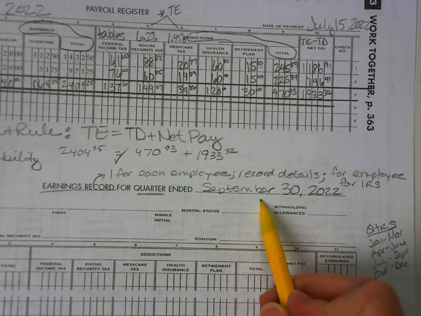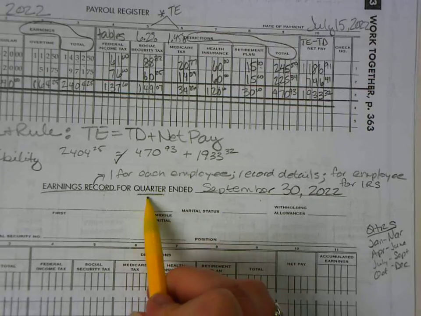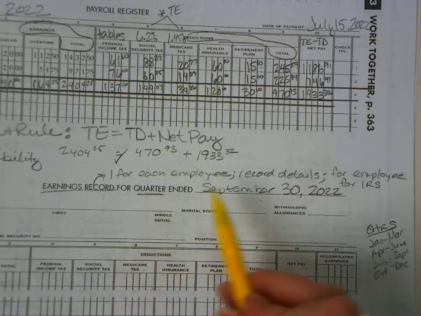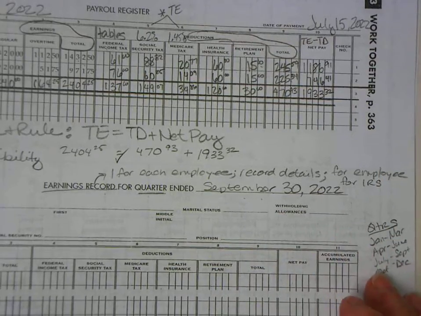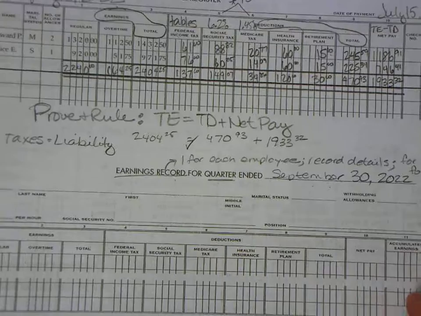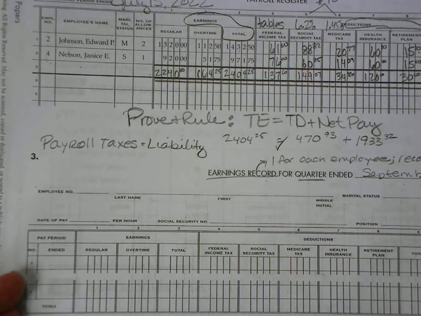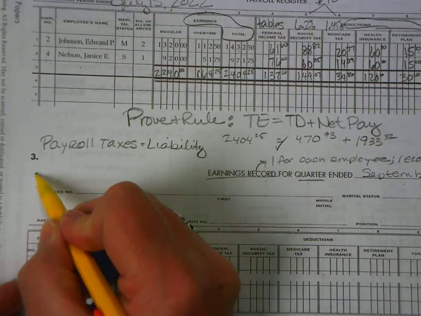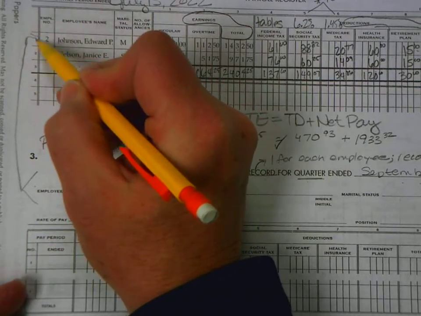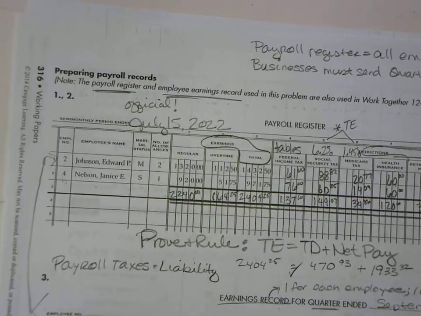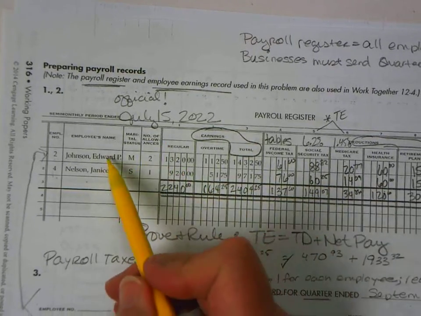Got that? So that's what you have to fill in that block right there. You have to figure out what quarter your pay period's in, and then figure out when that quarter ends. And this is the record for that quarter. Then we've got to put in the employee's information. All of this information right here is coming from up here.